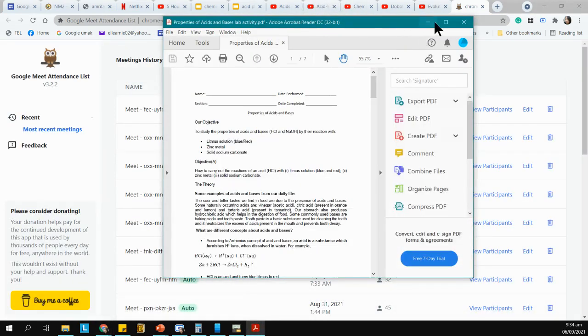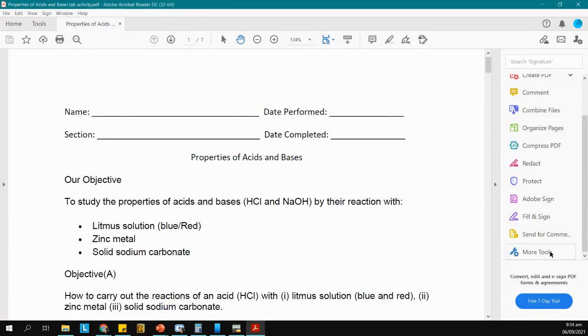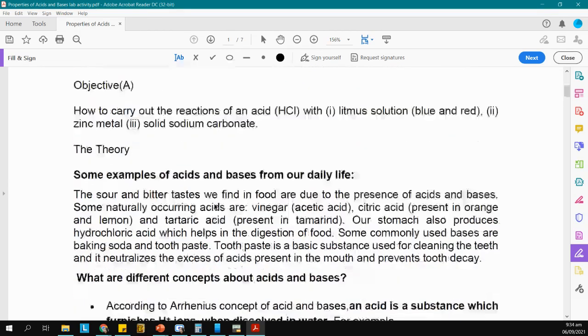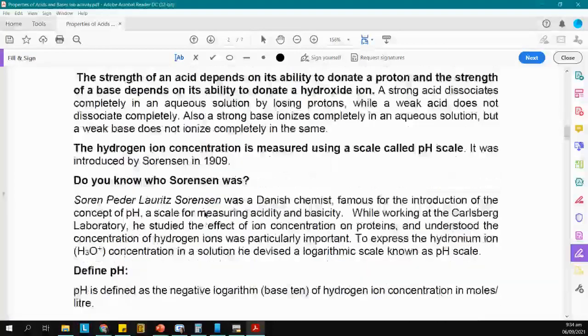Okay, so yan. So you have here Adobe Acrobat ng PDF ng document. So you can just use your fill and sign. Yan. So like yun lang yung pangalan nyo dyan. So yan. So you have here the samples. Okay.